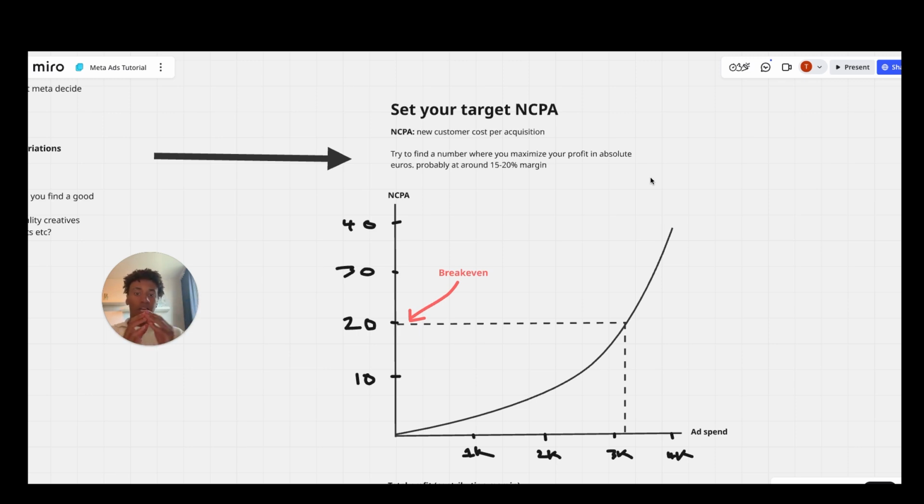So what you want to focus on is how much you spend to acquire a new customer. To really understand your performance and to know how much you need to spend, you need to have your target NCPA in mind. And then how do you set your target NCPA? Well, what I would advise you to do is find a number where you maximize your profits in absolute euros. So what I mean is that if you've spent a certain amount of money and you've made an amount of revenue, your actual total profit which you made that day is maximized. So we're not looking at percentages like I made the most percentage in profit, but I'm talking about the total euro value. And that is a number which you want to maximize.